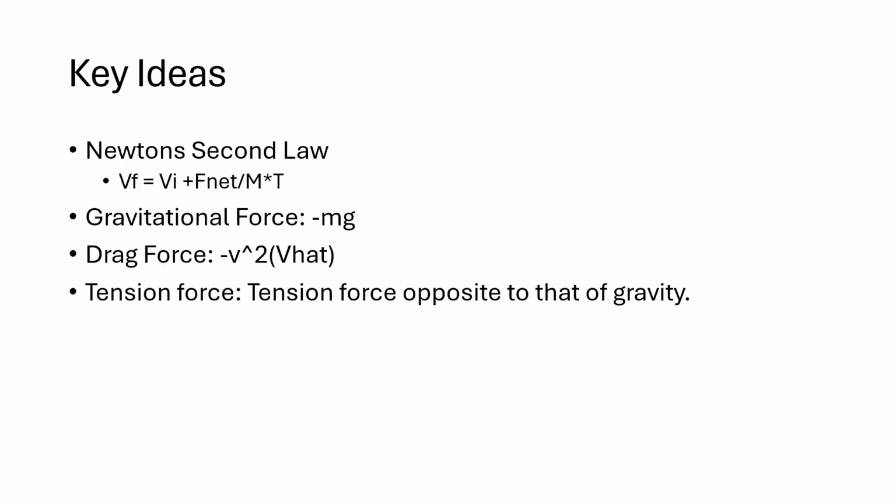The key ideas that we're going to be using are going to be Newton's second law, which is velocity final is equal to velocity initial plus F net over m times delta t. And then we're going to have the gravitational force of negative mg, the drag force of v squared times v hat, and then the tension force, which is going to oppose that of gravity inside the slinky.